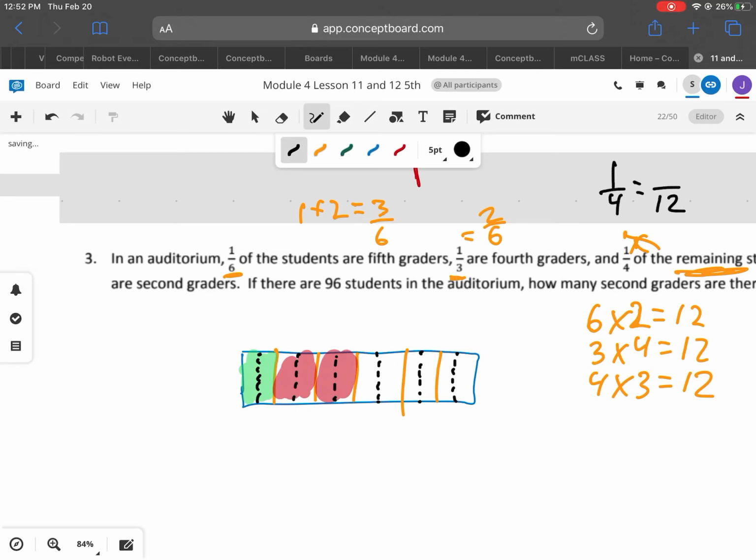Well, now I need to turn my 1/4 into 12s. Okay, so it would be 3 12s. So now I can shade in 3 12s of this. So we have this as our second graders. We have this as our 4th graders. And we have this as our 5th graders.